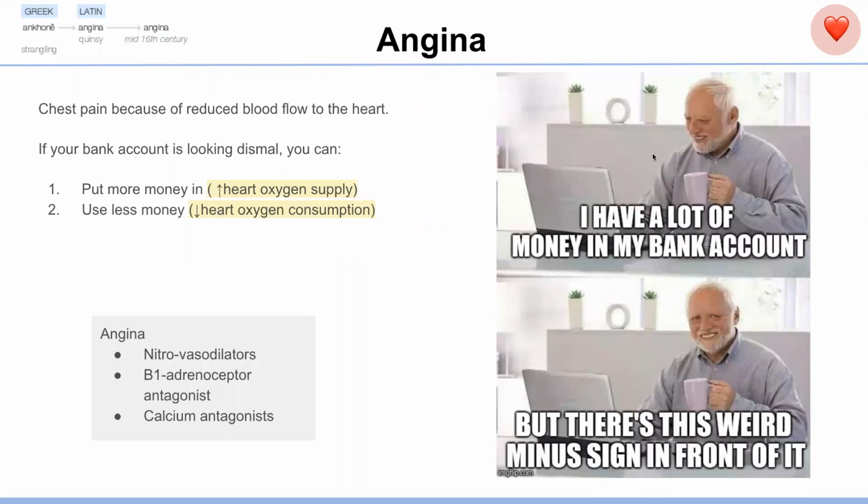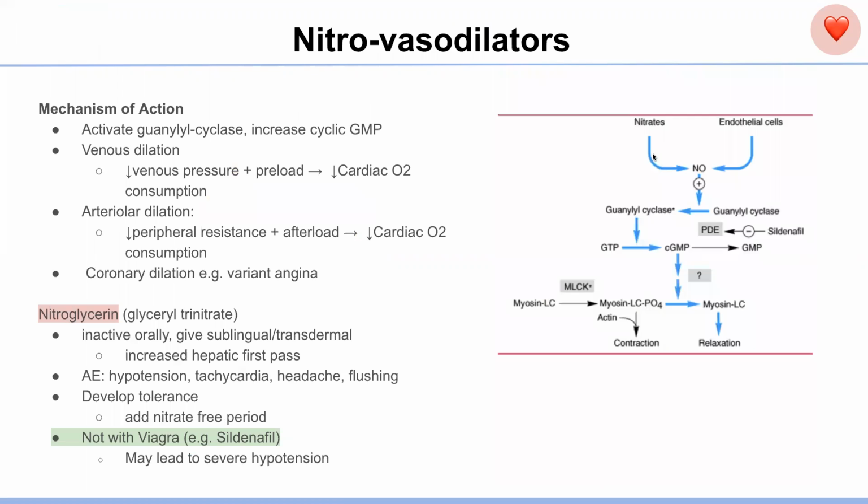Next thing to talk about is angina. So angina is chest pain that is caused when there is reduced blood flow to the heart and hence reduced oxygen. So if you want to treat angina, you either want to, 1, increase oxygen supply to the heart, or 2, reduce oxygen consumption. So nitrates act to increase guanylyl cyclase, which increases cyclic GMP, which all up causes dilation.